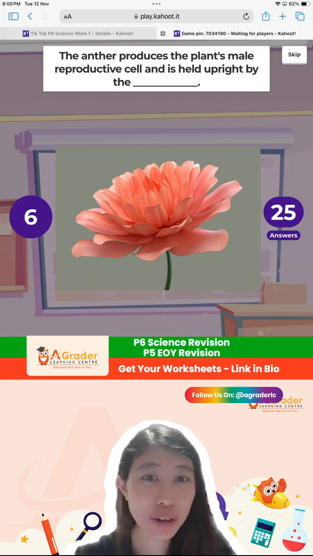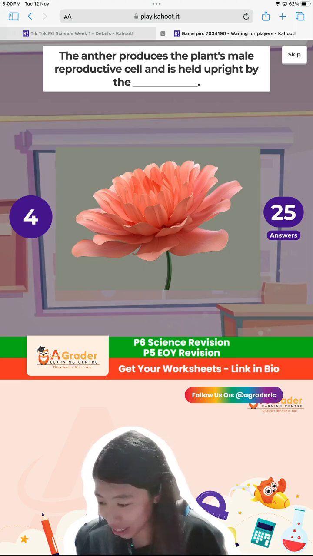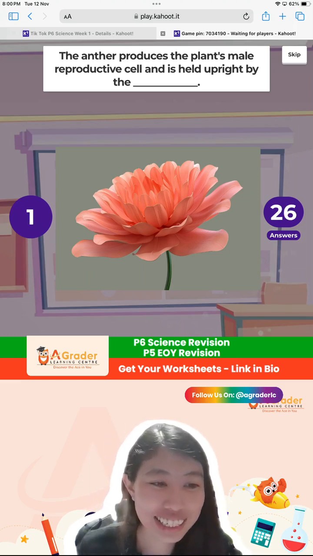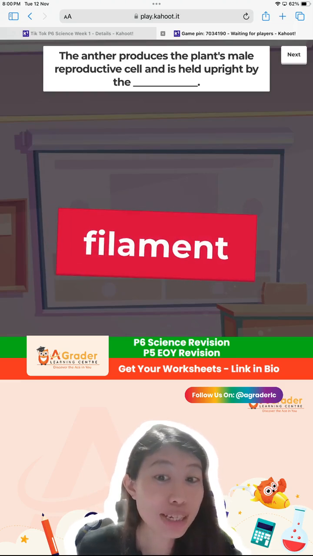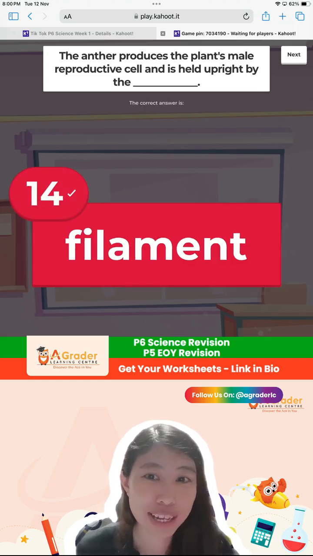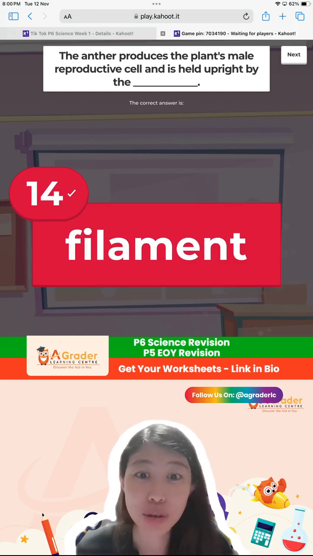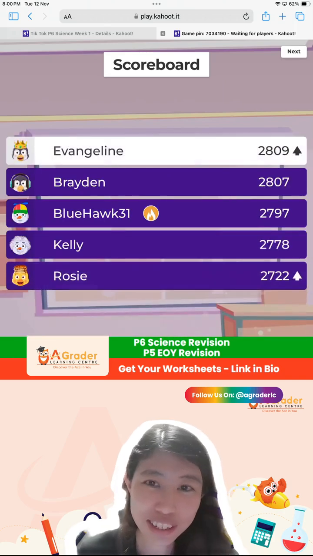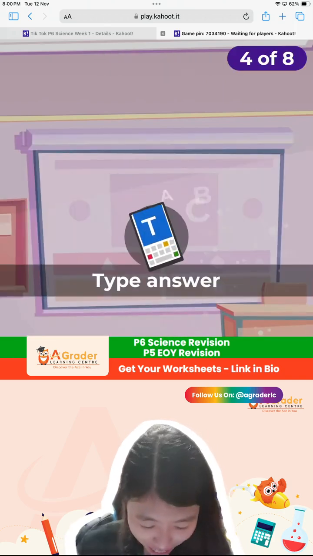The enter is held upright by the... No, this is for next year P6 students. That's why it's all P5 topics. Filament, very good. The enter is held by the filament. Very good. Okay.